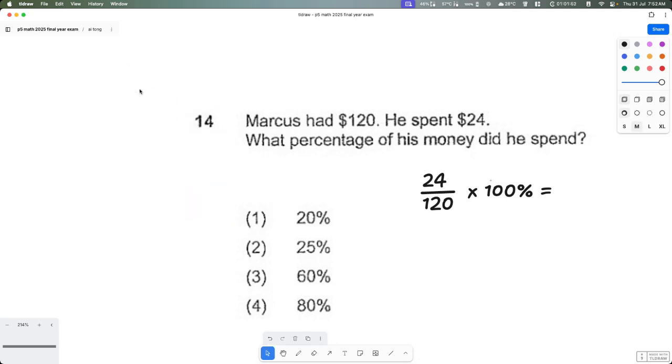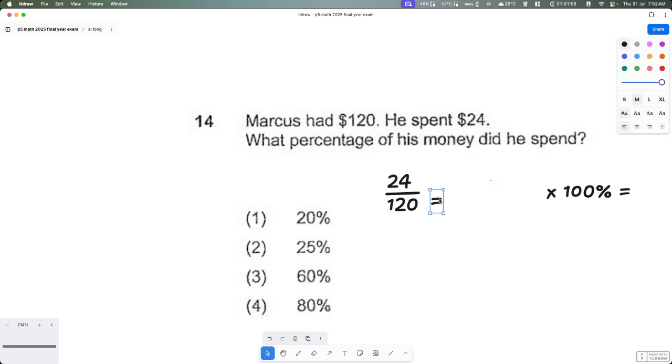So 24 out of 120, right? This is equal to, right? So we can divide this by 2. Let's do it step by step. Divide this by 2, simple. Or divide this by 4 actually, for both cases. Divide by 4, divide by 4. And what will this give us?